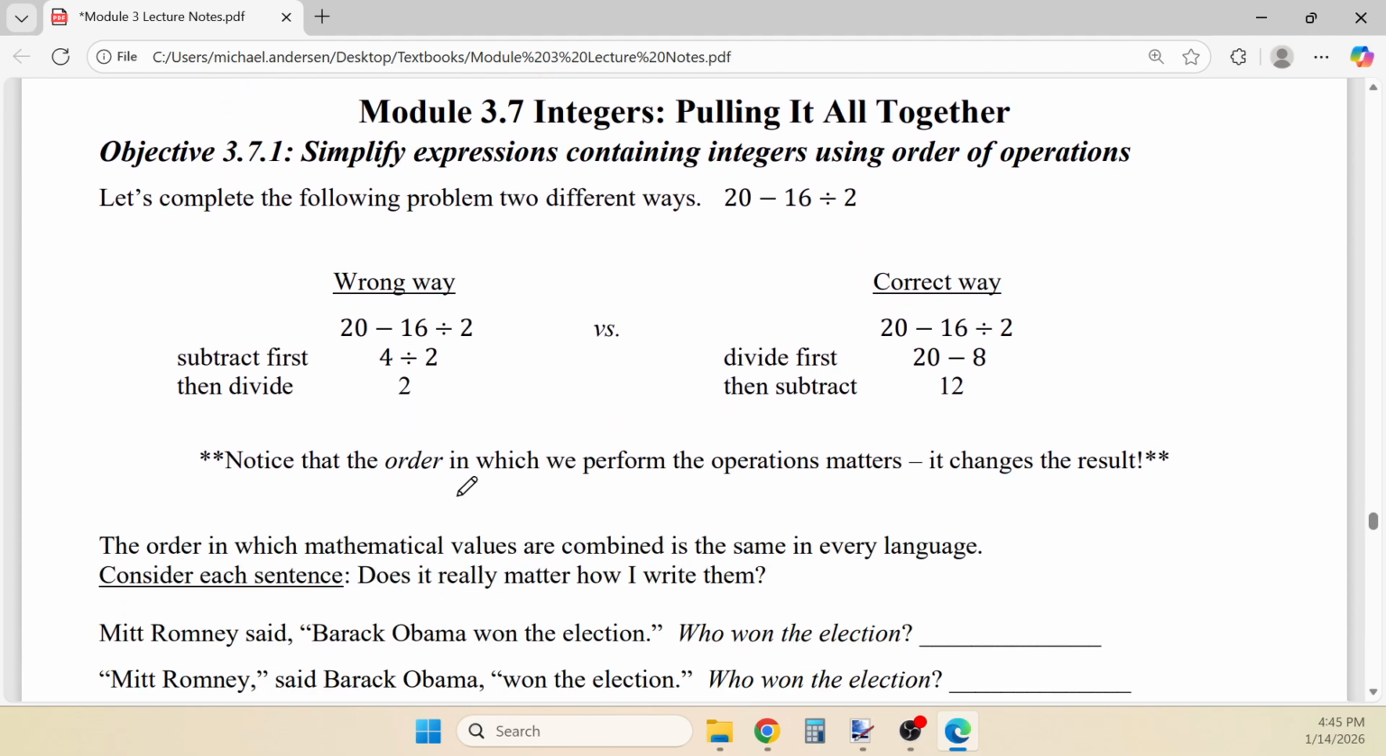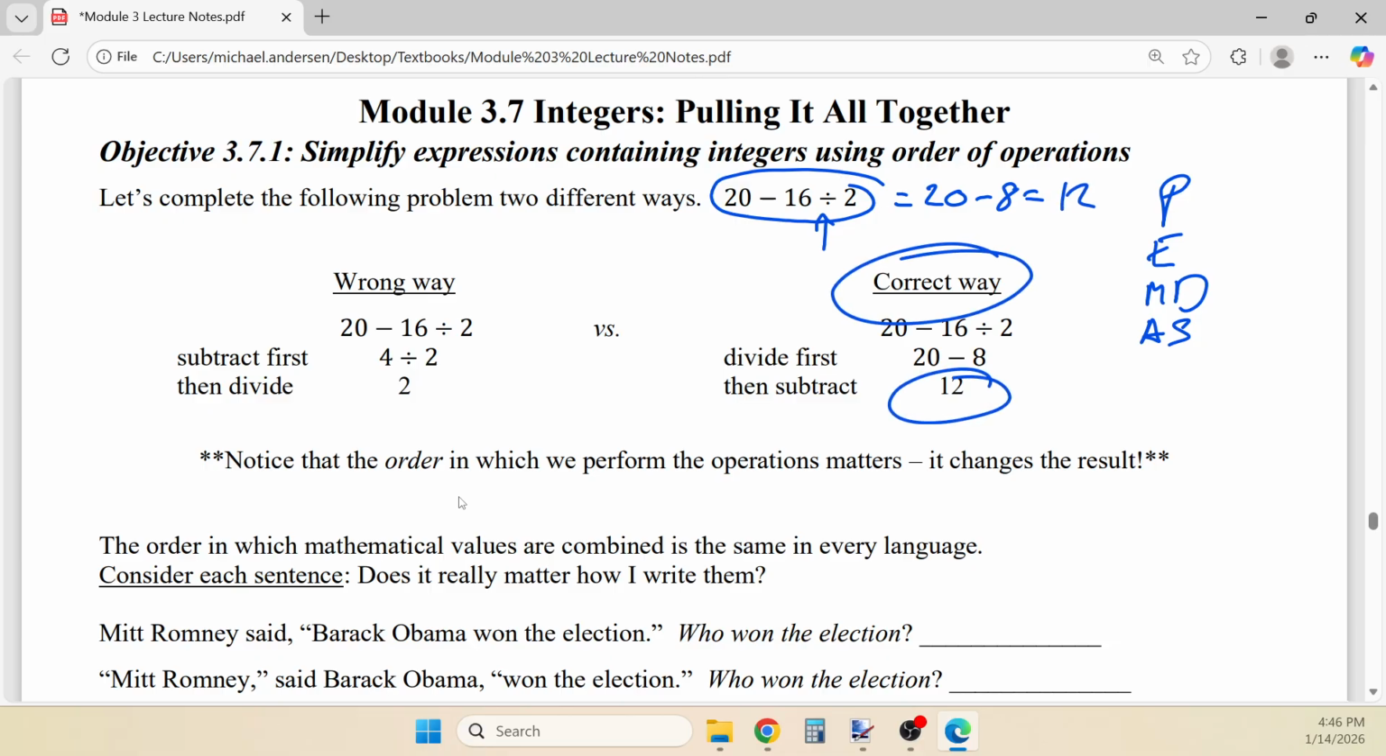Get through 3.7. So, we're going to simplify expressions containing integers using the order of operations. So, we have this here. We know that parentheses come first, but there aren't any. Exponents come next, but there aren't any. Multiplication and division comes next. We see division here, so that's the next thing we're going to do. 20 minus 8. There's no more multiplication or division. We go to the last step, addition, subtraction. There is subtraction. We subtract, we get 12, which is what it says in the correct way.